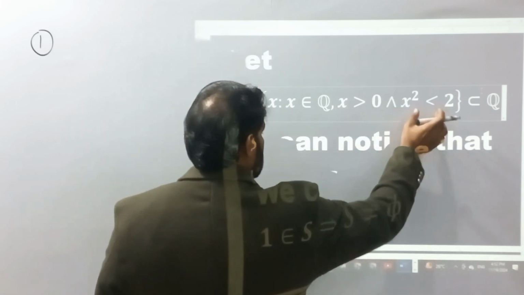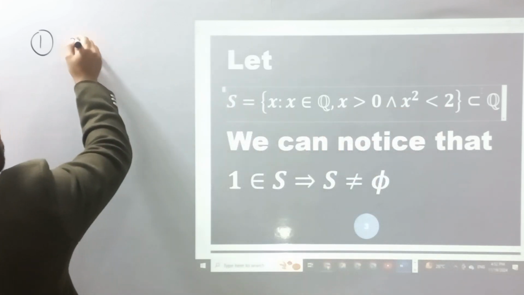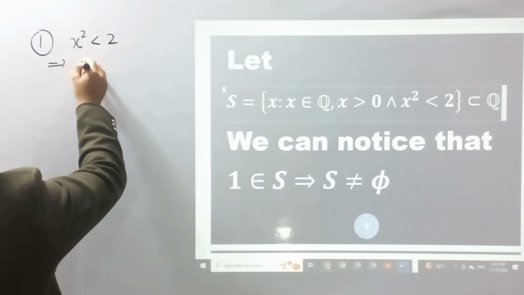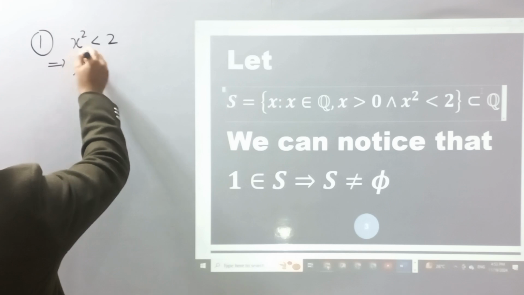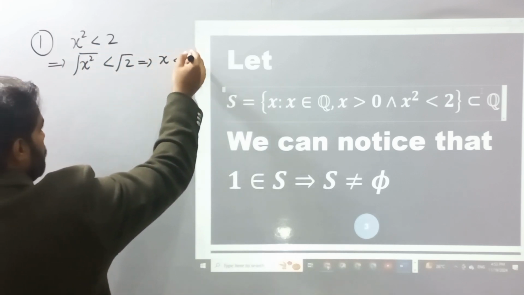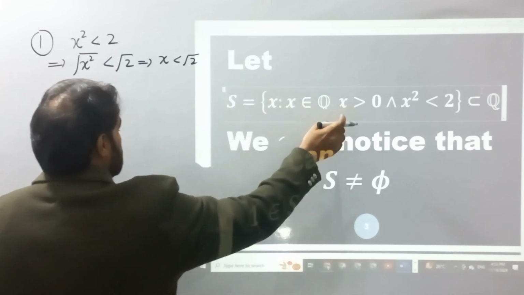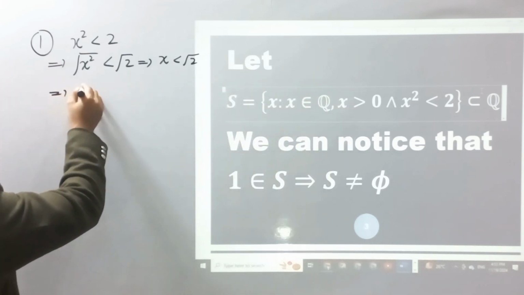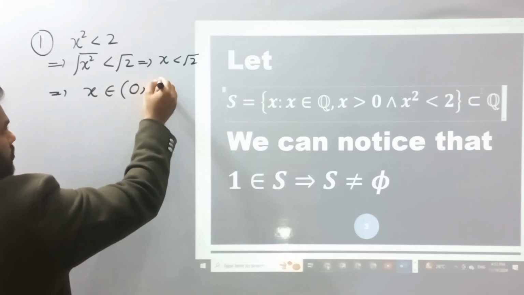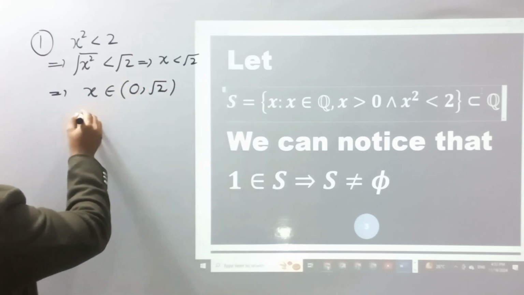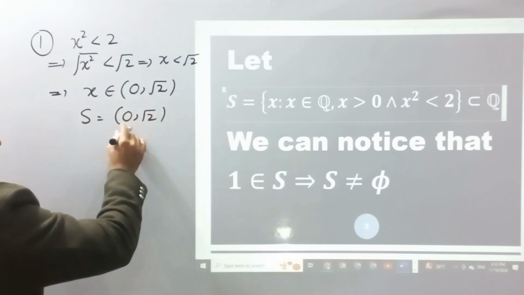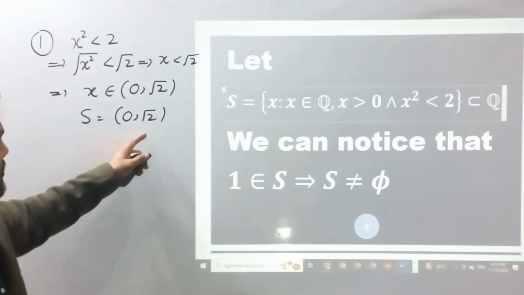If you solve this inequality, x square less than 2, by taking the square root on both sides to find x, this implies x is less than square root 2. But our x is positive, so x belongs to the open interval 0 to square root 2. So our set S, in simple words, equals all those rational numbers that lie in this interval.